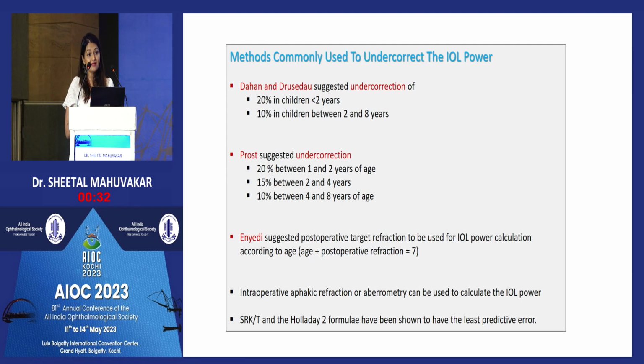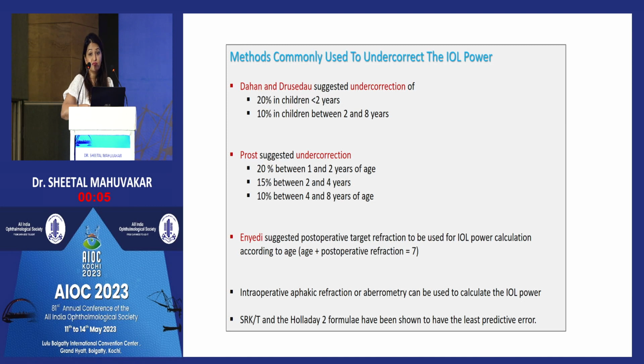The one which I like to follow is the PROST, which suggests an undercorrection of 20% between 1 to 2 years of age, 15% between 2 and 4 years of age, and 10% between 4 to 8 years of age. After 8 years of age, you can calculate as we do for any adult cataract. Also, you can do intraoperative aphakic refraction and keratometry, and that way you can calculate it.